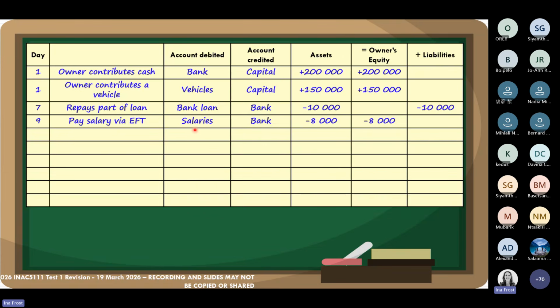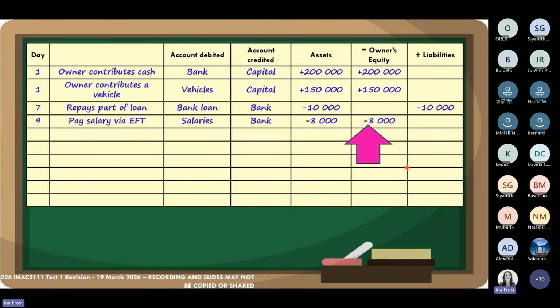So our expense account, our salaries, are increasing. So I'm going to debit my salaries account and I'm going to credit my asset, my bank account, because my bank is decreasing. So here you can see my assets are decreasing as well as my owner's equity.